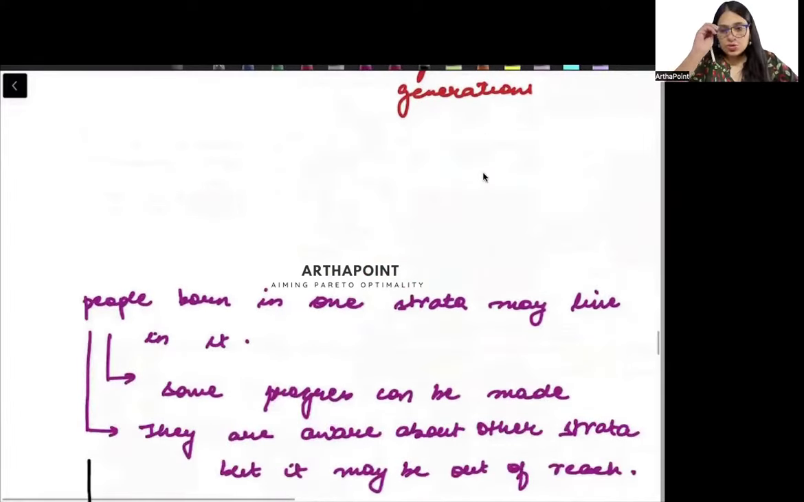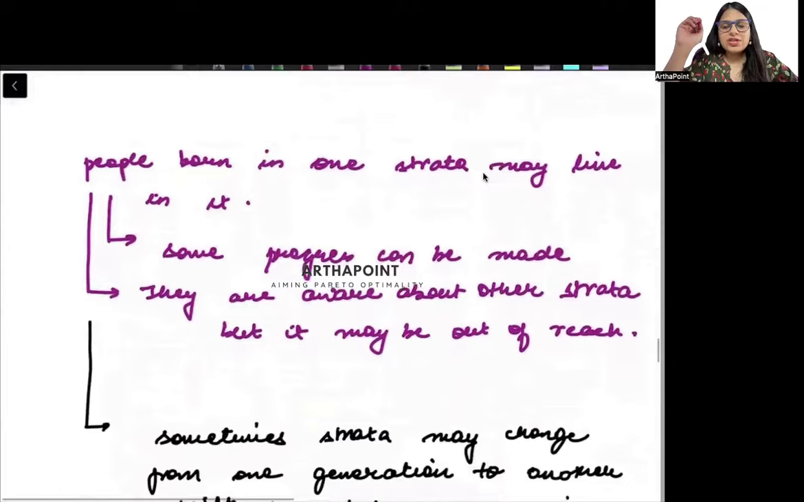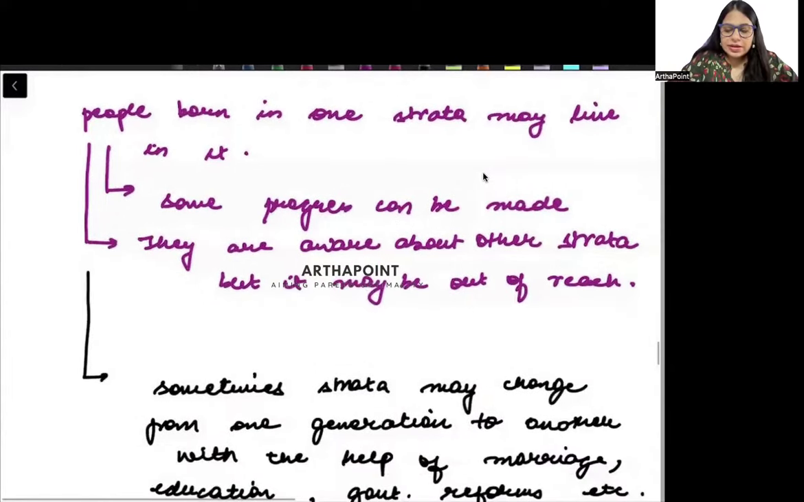Okay, beta. So these people, one very important thing is that people who are born in one strata can easily lead their life in another strata due to some reason.